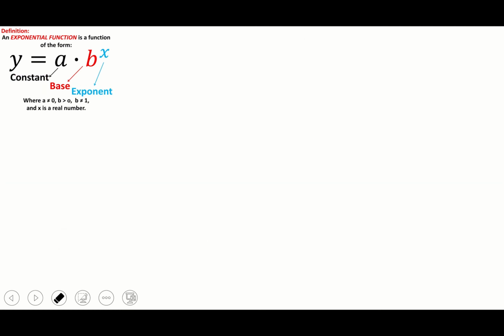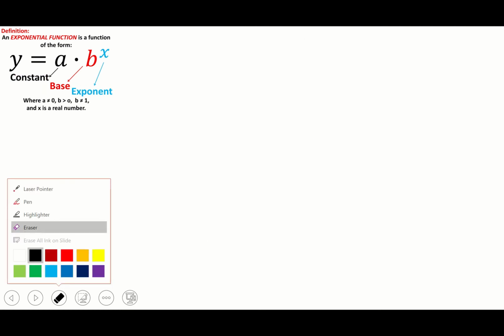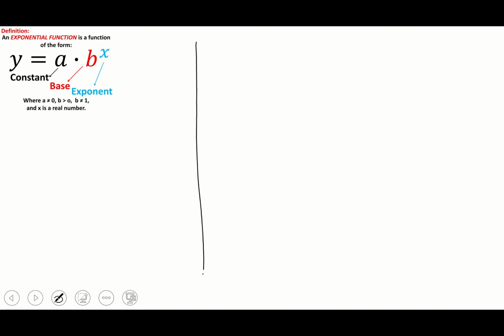Erase all ink. Okay, so let's do one more. Okay, draw my graph. Let's go 1, 2, 3, 4, 5, 6, 7, 8. And then let's go, tell you what, 1, 2, 3, 4, 5, 6, 7, 8, 9, 10. Very simple graph.